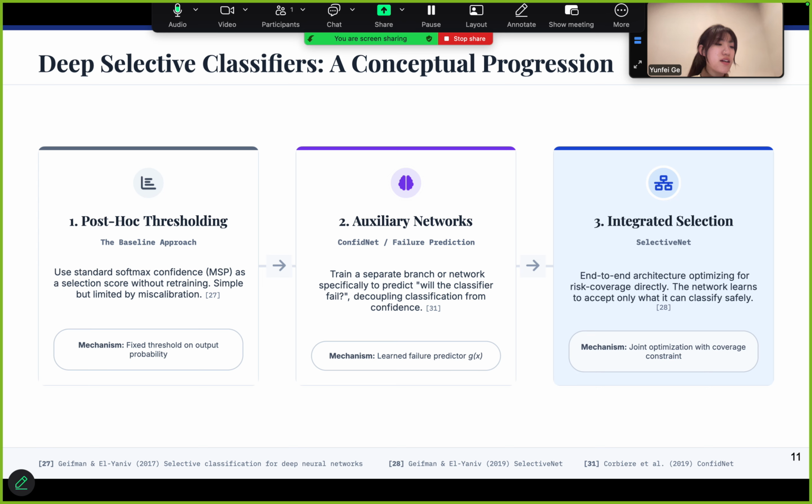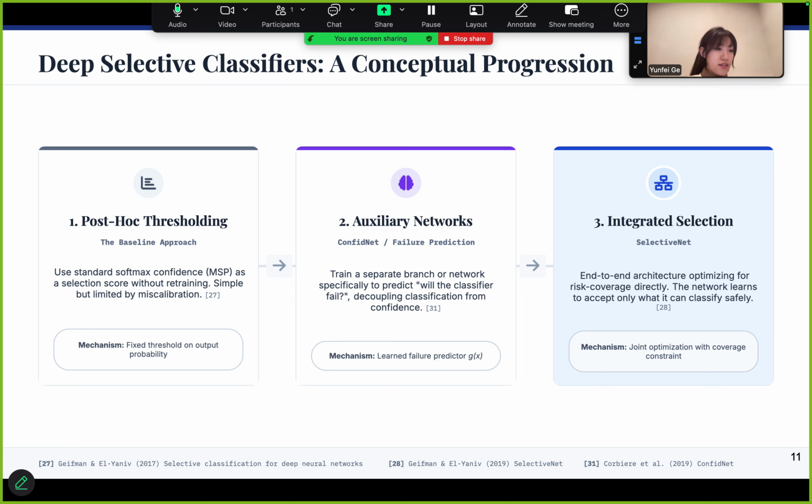And the second stage is auxiliary networks, like ConfidNet. You train a separate model specifically to predict failure probability. That is, whether the main classifier will be wrong on this input. The decoupling is important. Classification and confidence estimation are no longer the same head.